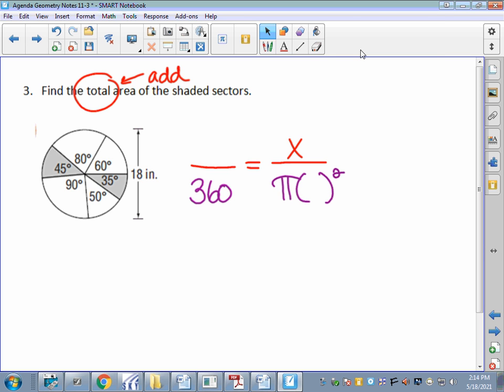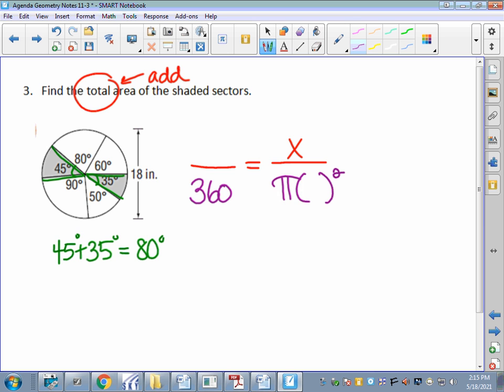So what's the degrees of my sectors? Do you want to do this in 2 separate proportions or in 1? I can take this 35 degree sector and add it to this 45 degree sector, and I know my total shaded degrees is 80 degrees. I can use that instead of doing 2 separate problems and adding at the end. Radius for this problem, this is my diameter, the whole length, so 9 has to be my radius.